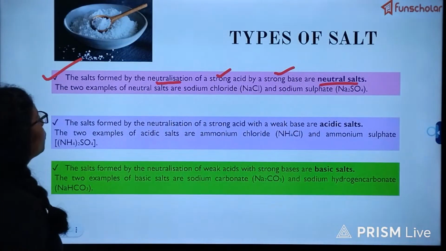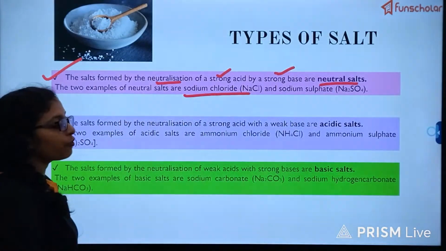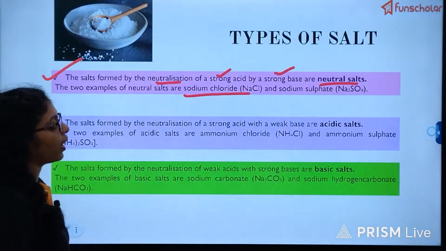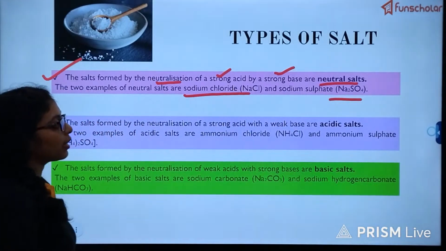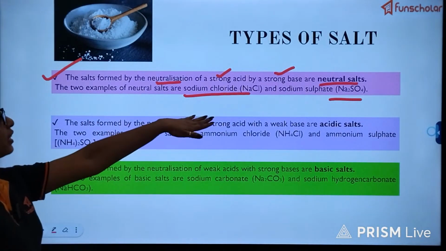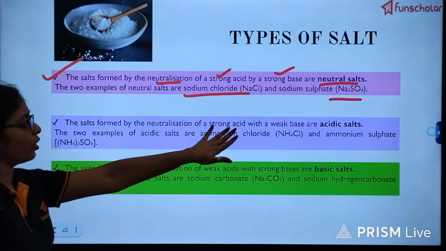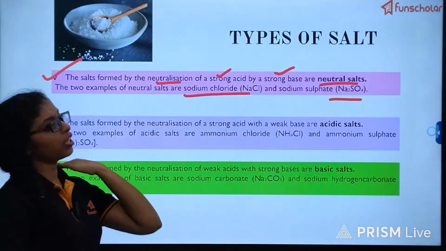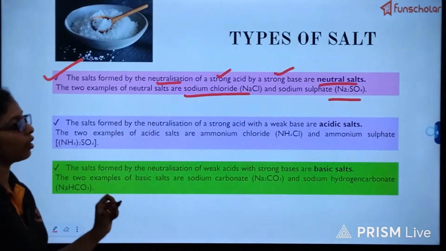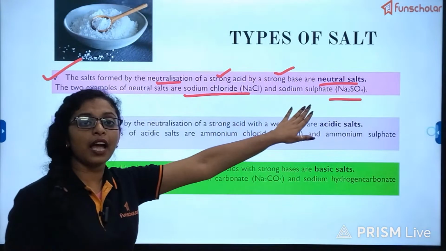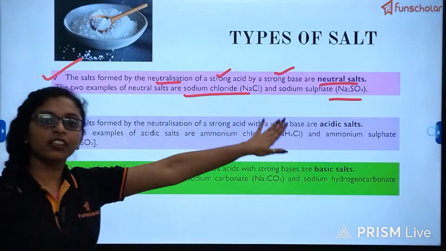The two examples of neutral salts are sodium chloride, which we already know the reaction for, and sodium sulfate. Sodium sulfate is another neutral salt. Can you write down the chemical reaction from which we get sodium sulfate? This is something I will be expecting in the comment section.